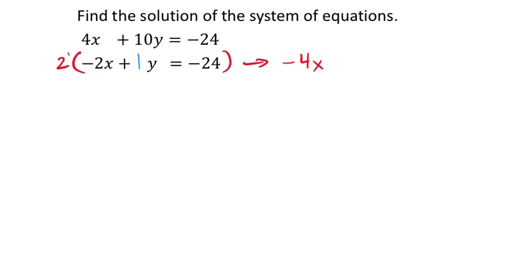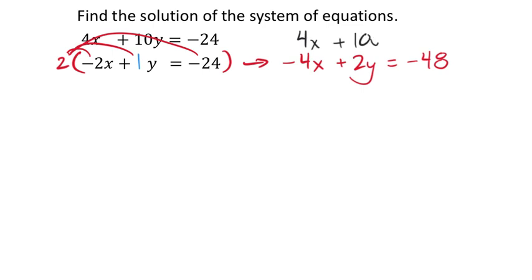So that came from the 2 times the negative 2x's, but then I'd have 2 times 1y's as well. That'd give me positive 2y's. And then I'd have 2 times negative 24. You can put that in the calculator. It's going to be negative 48. Now that first equation stays the same. It was still 4x plus 10y equals negative 24.